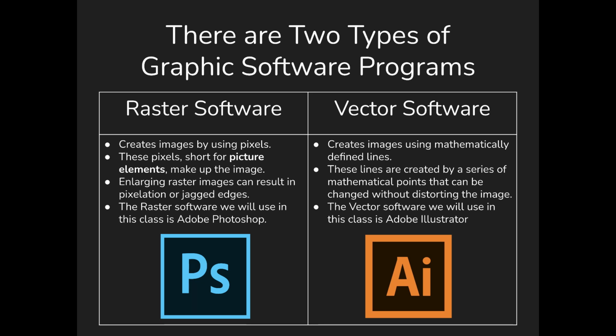Now, the other one we have is called vector software. Vector software creates images using mathematically defined lines. These lines are created by a series of mathematical points that can be changed without distorting the image. The vector software we're going to be using in this class is Adobe Illustrator, and we may be using a free web version as well.